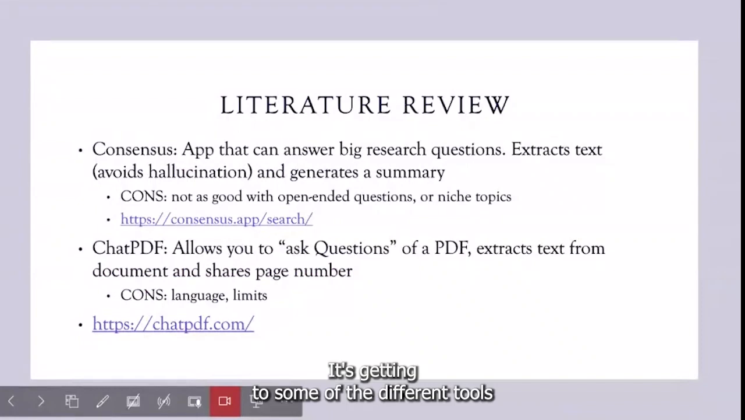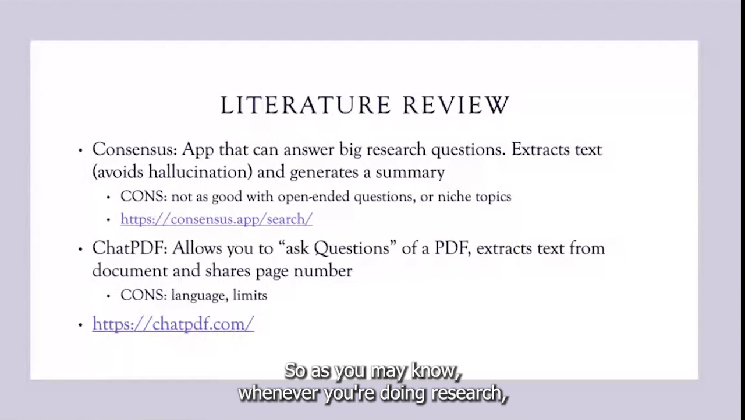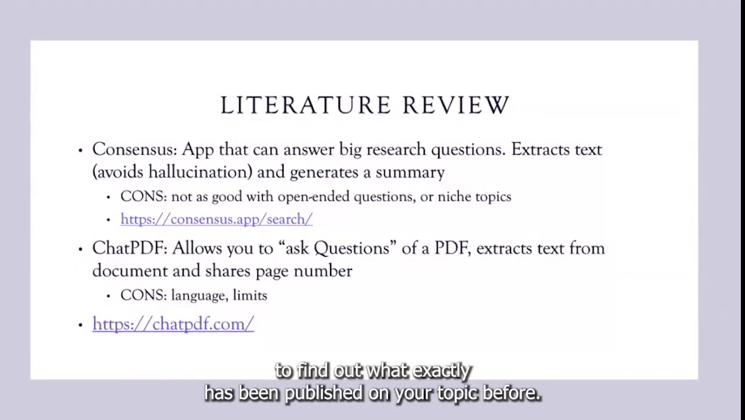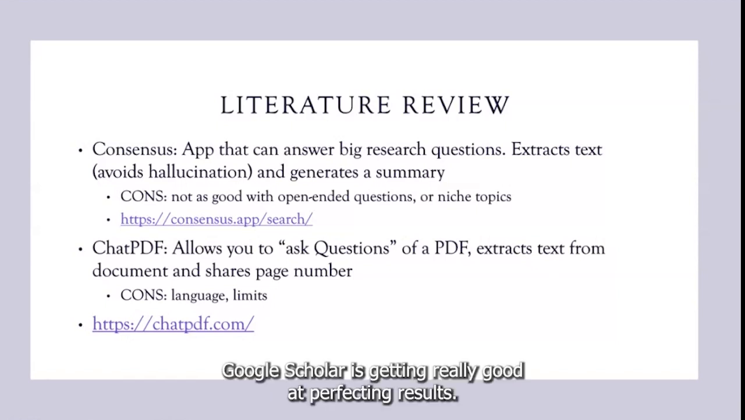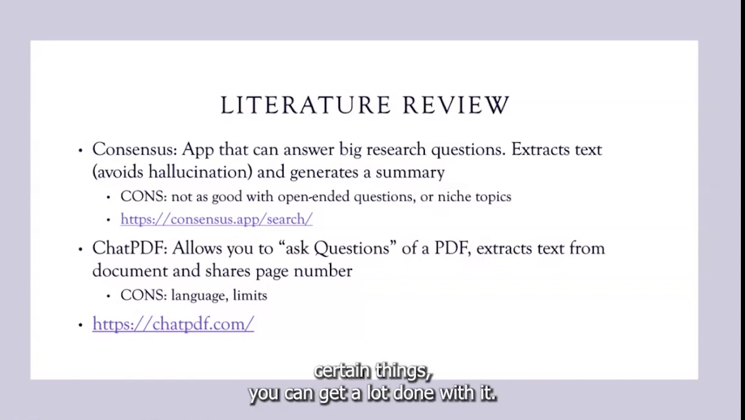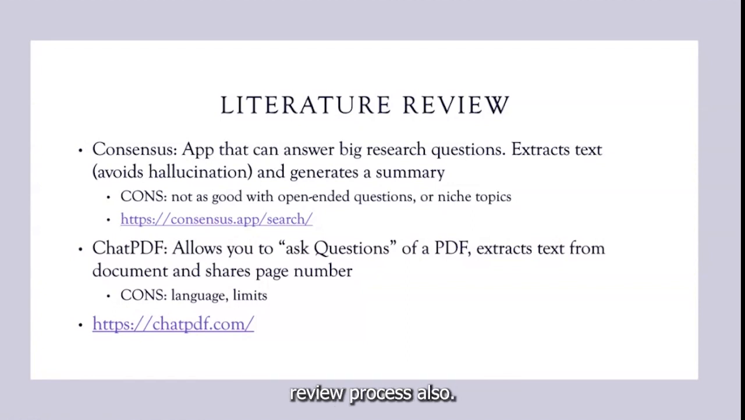Let's get into some of the different tools that are available to you at your disposal. As you may know, whenever you're doing research, you might often have to go and look through the literature to find out what exactly has been published on your topic before. Google Scholar is getting really good at perfecting results, and if you know how to ask Google Scholar certain things, you can get a lot done with it. But there are some AI tools that can help you in the literature review process also.